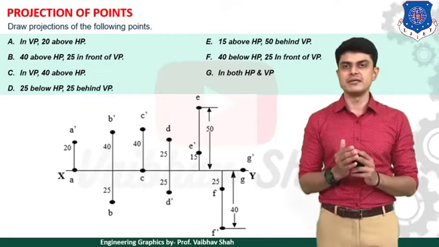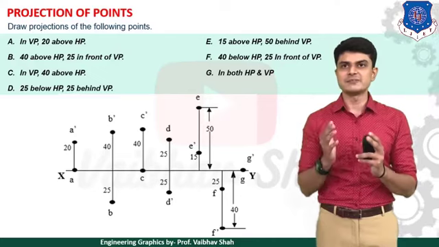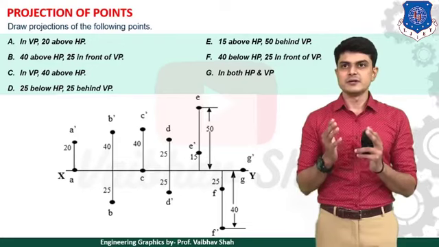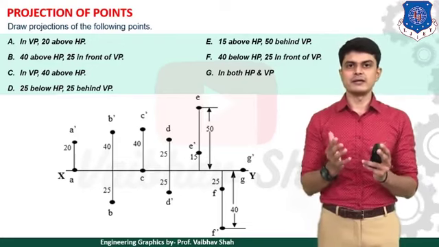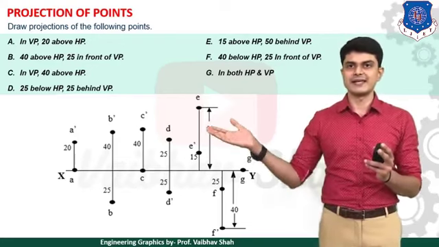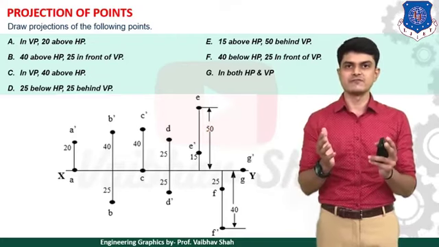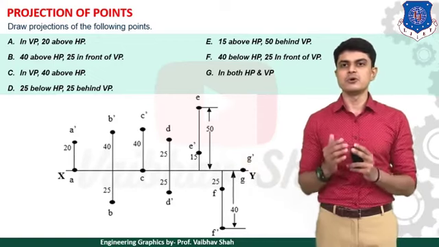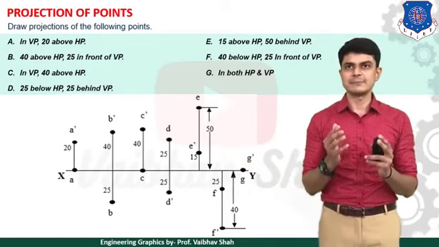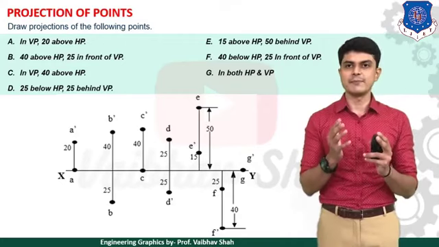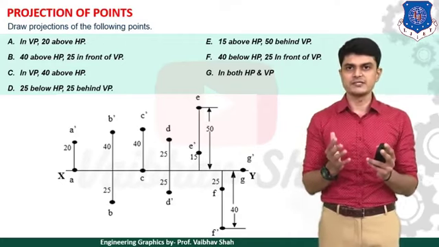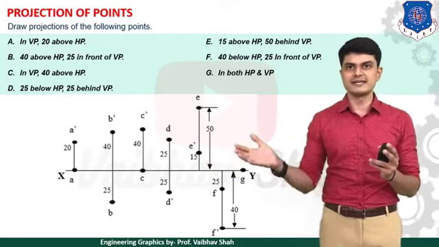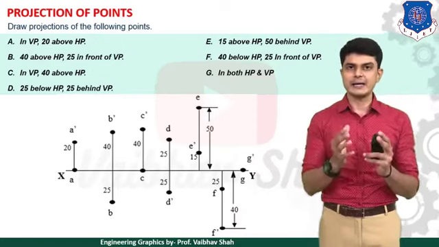Let us see point B: 40 mm above HP and 25 mm in front of VP. 40 mm above HP means point B dash is 40 mm above the XY line, as you can see. In front means below, so your point B is 25 mm below the XY line. Third, example C: in VP and 40 mm above HP. In VP means your point C would be on the XY line itself, and above HP means your point C dash is 40 mm above the XY line.